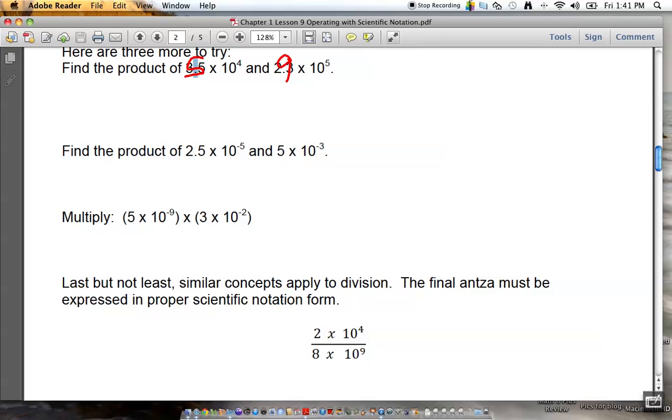$5 million, you got it. Now, let's multiply coefficients, subtract exponents. Caitlin, talk to me. Multiply coefficients, what do we get? 45, nice. Times 10 to the, add exponents.